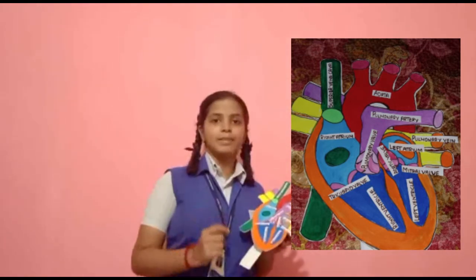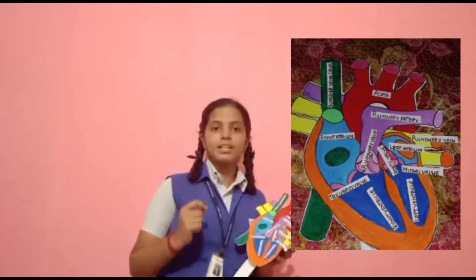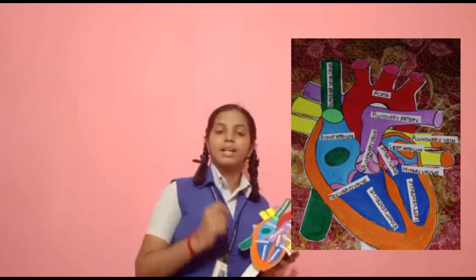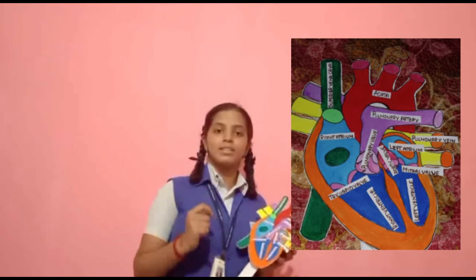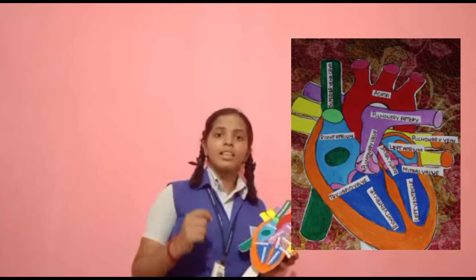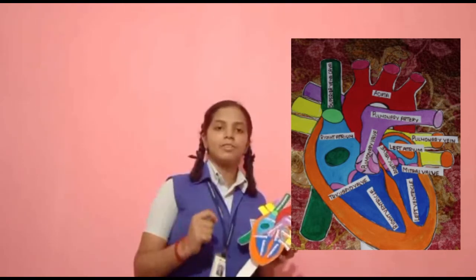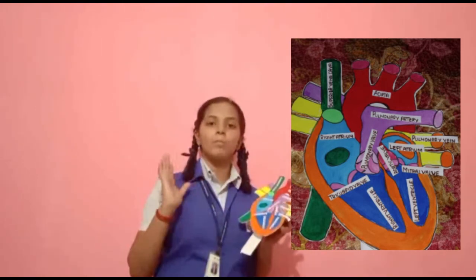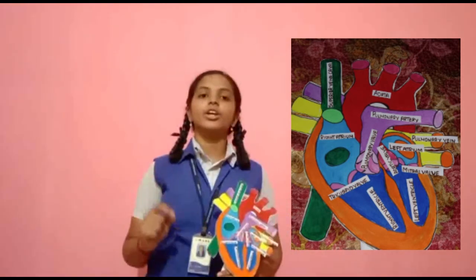The right atrium receives the deoxygenated blood from the body and pumps it to the right ventricle. The right ventricle receives the blood from the right atrium and pumps it to the lungs to load with oxygen. The left atrium receives the blood from the lungs and pumps it to the left ventricle. The left ventricle, the strongest chamber, receives the blood from the left atrium and pumps it to the whole body. That is the process of the whole heart.